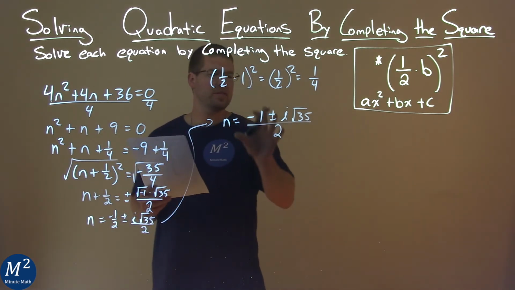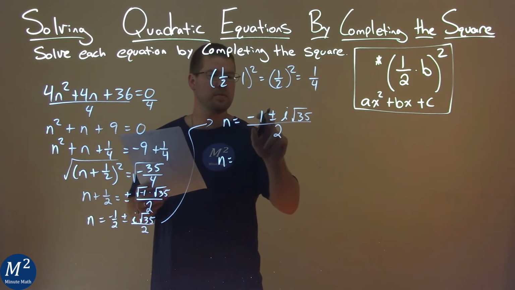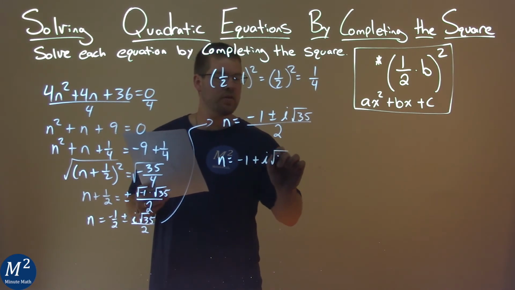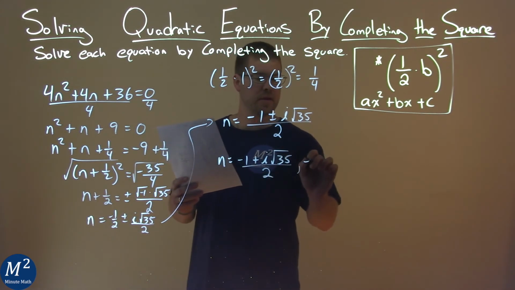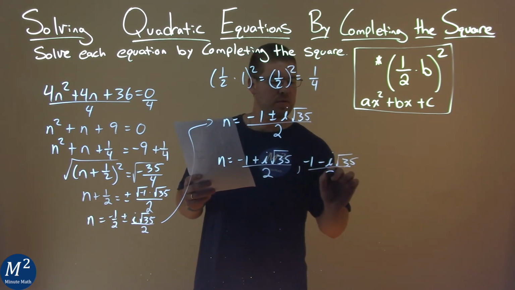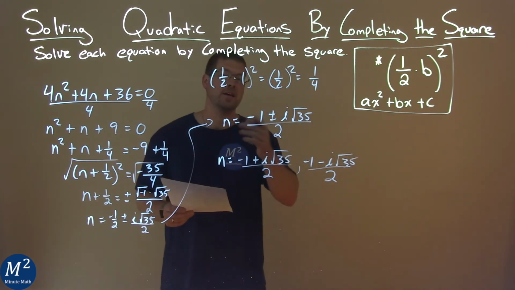Now, this is a single statement showing two numbers. If we wanted to show it separately, we'd do the plus and then the minus. So we have negative 1 plus i square root of 35 over 2. And I'll show the minus now. Negative 1 minus i square root of 35 over 2. And these two are our final answers.